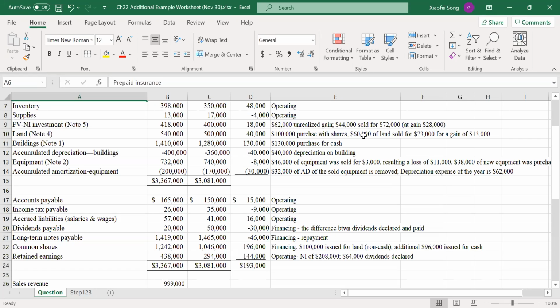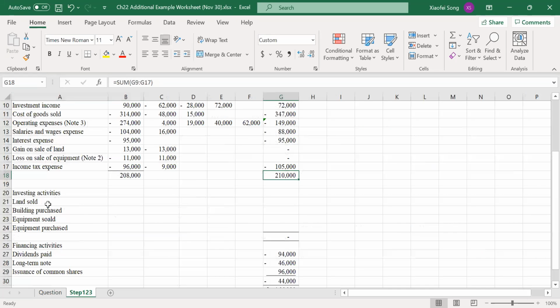But on the income statement, there's a gain. So let's say the proceeds of selling land is 73, right? Because there's a gain. So that's the proceeds from selling land. There's another $100,000 of land purchased by issuing shares, but that's no cash, so we don't include it here.